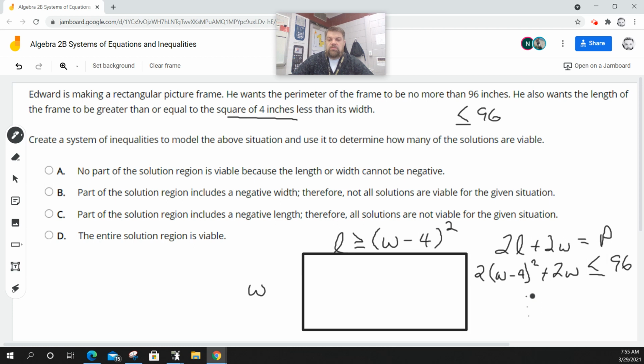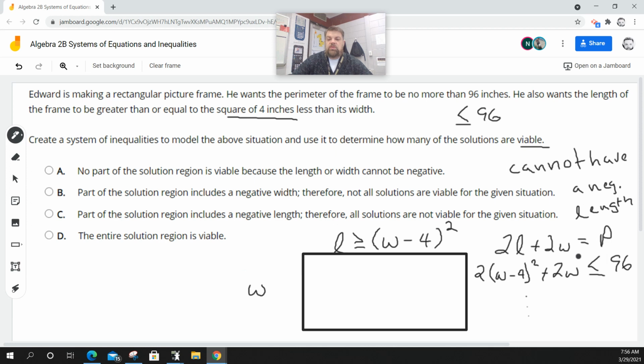So if we were to go through and do this whole problem, which we don't necessarily have to do, because I can tell you by doing the math on this, we're going to find out that some of these solutions are going to be negative, okay? And those are not viable. So what does that mean? That means that we cannot have a negative length or width for that matter, right?